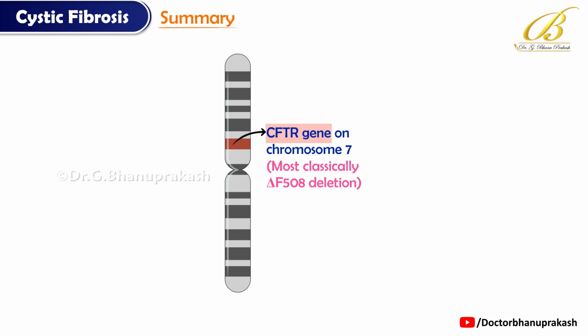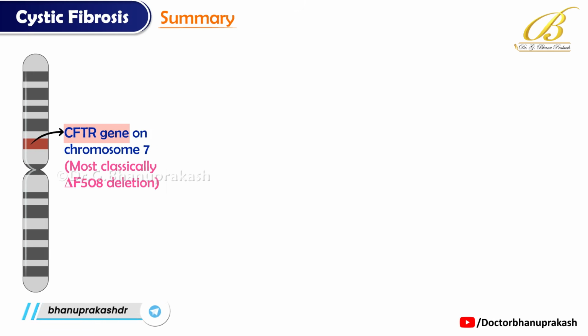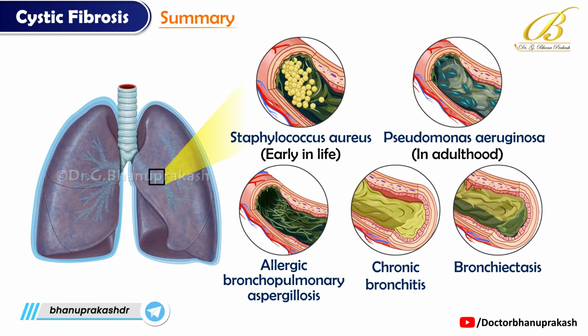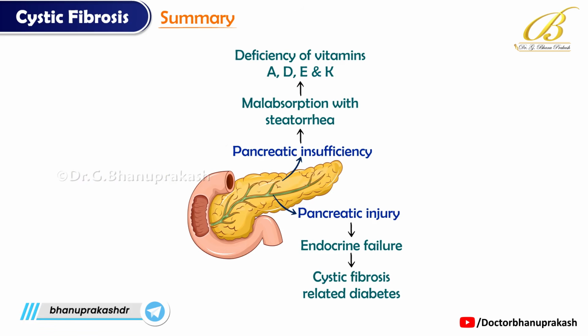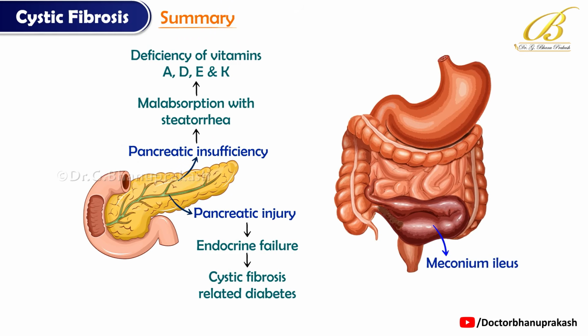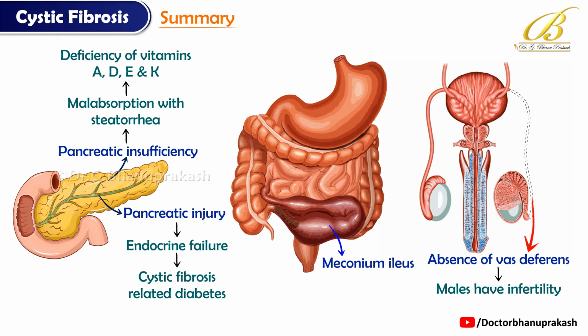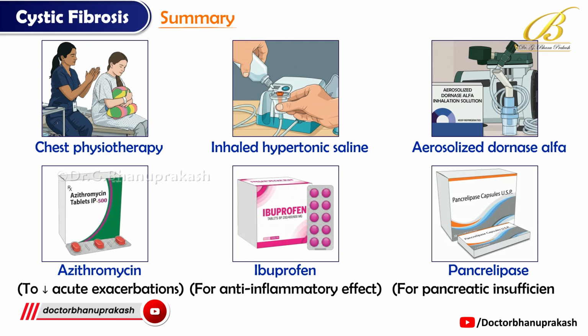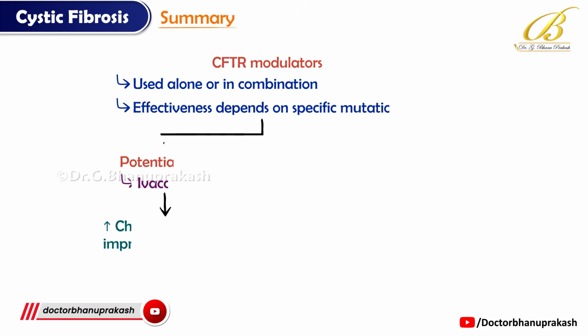So, cystic fibrosis is delta F508 CFTR dysfunction causing thick mucus, high sweat chloride, recurrent lung infections and bronchiectasis, pancreatic insufficiency with fat-soluble vitamin deficiency, meconium ileus, and male infertility, managed with airway clearance, antibiotics, enzyme replacement, and CFTR modulators.